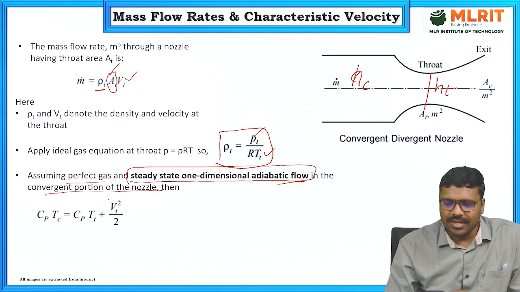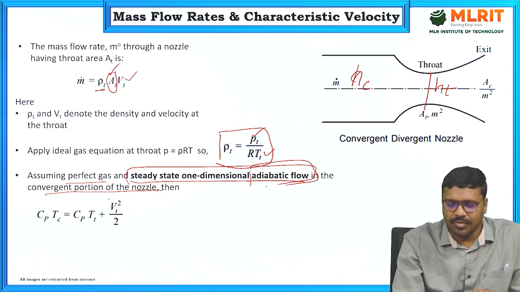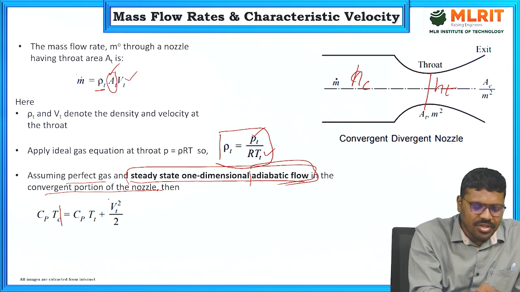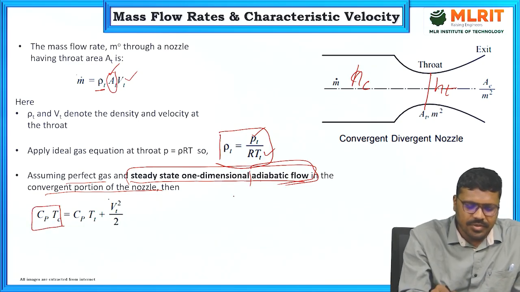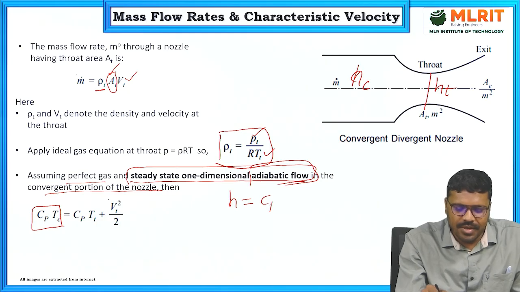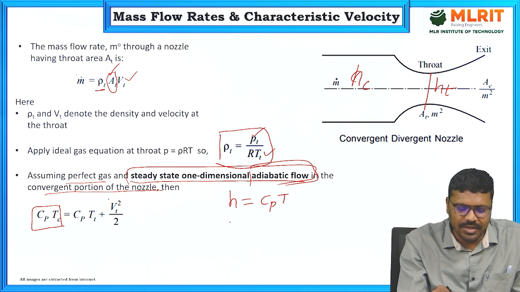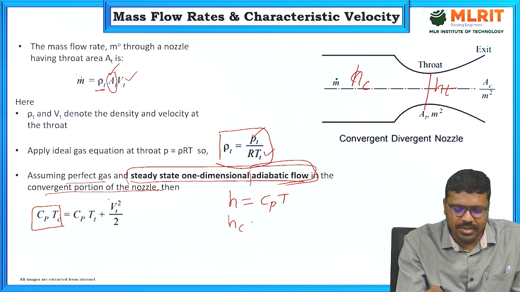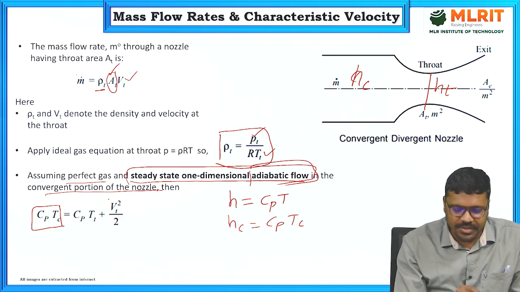So if I consider this enthalpy, total enthalpy is constant because it is adiabatic. Then enthalpy in the combustion chamber can be written as Cp Tc. There is an equation for specific enthalpy, that is Cp into temperature. So from this equation, if I write the enthalpy in the combustion chamber, then Hc is equal to Cp into Tc. Okay, the total energy.